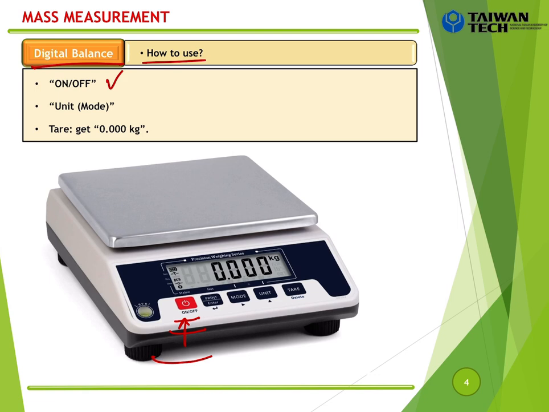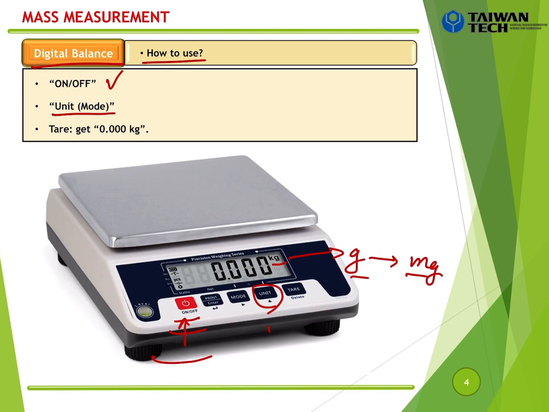Okay. And also the second one, we should check the unit. So you may have the unit here, or in some balances maybe the mode, or some different name here. But when you press here, it may change to kilogram, or it can change to gram, or it may change to milligram. It depends on the balance you have. Okay. And for this one we have the unit here, but for some balances we don't have the unit here, we may have the mode. It depends on the balance, you can check it.